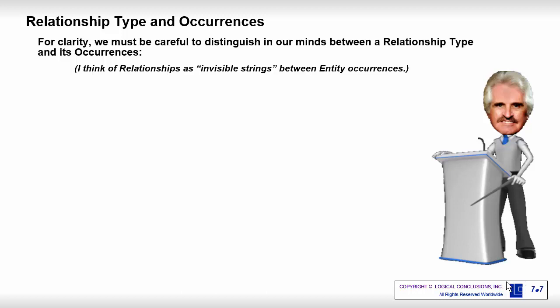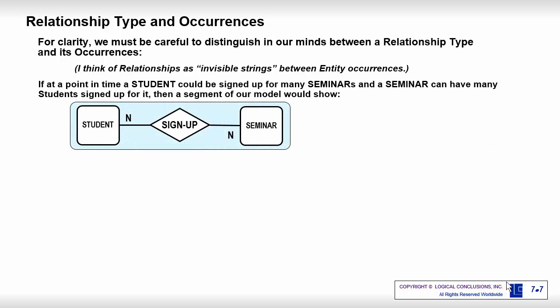I do this to remind myself that a relationship is really a relationship type, and there are typically many occurrences of the relationship in the real world. Here's an example. If at a point in time a student could be signed up for many seminars, and a seminar can have many students signed up for it, then a segment of our model would reflect that as shown. Notice the example shows a many-to-many situation.